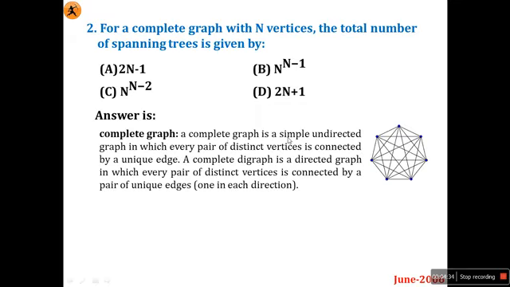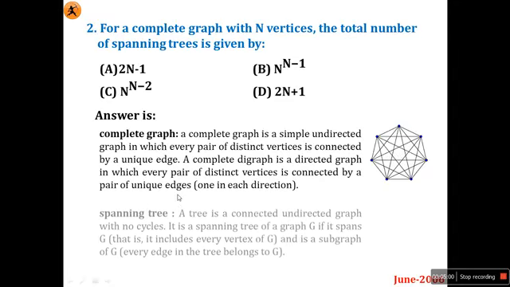A complete graph is a simple undirected graph in which every pair of distinct vertices is connected by a unique edge. It should connect with a unique edge to all other vertices. A complete digraph is a directed graph in which every pair of distinct vertices is connected by a pair of unique edges. This is a complete graph.